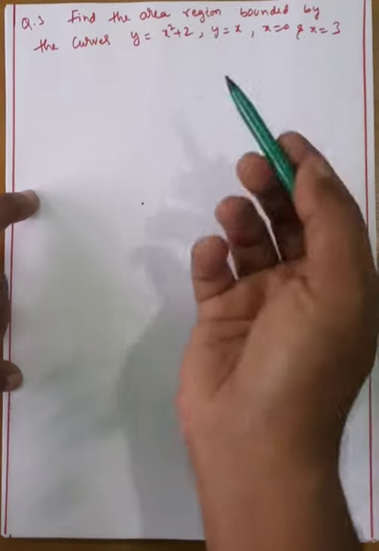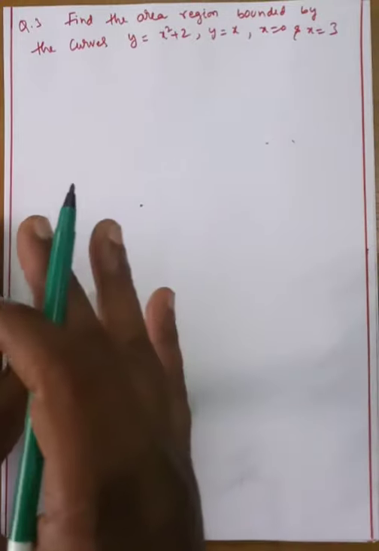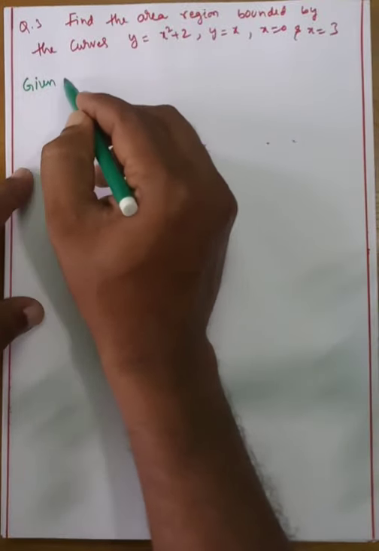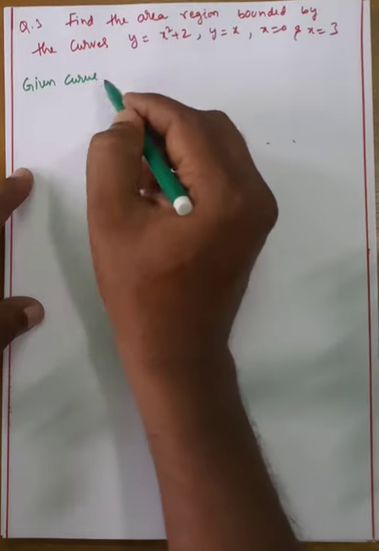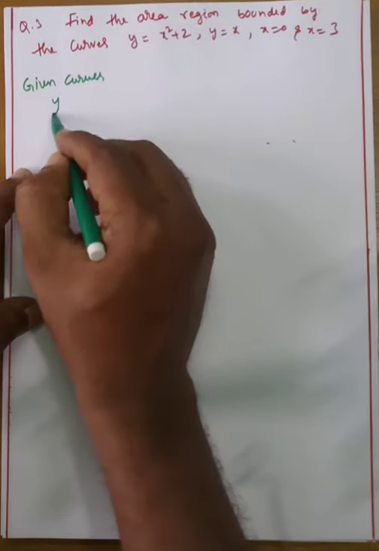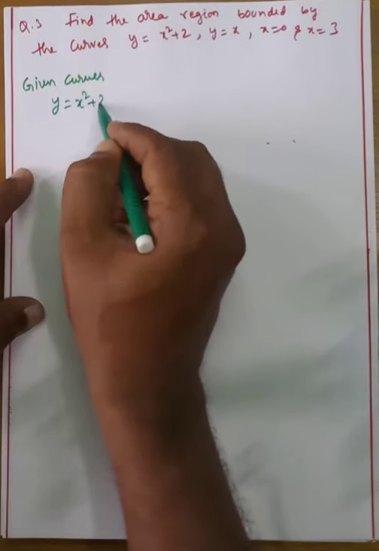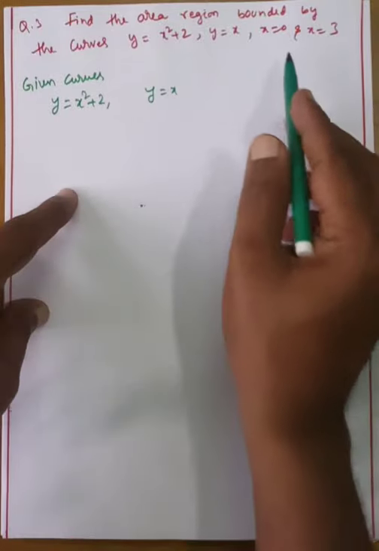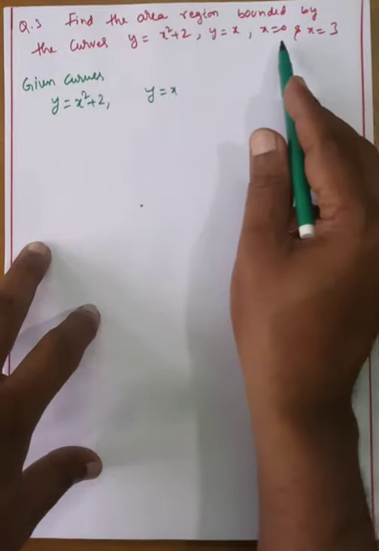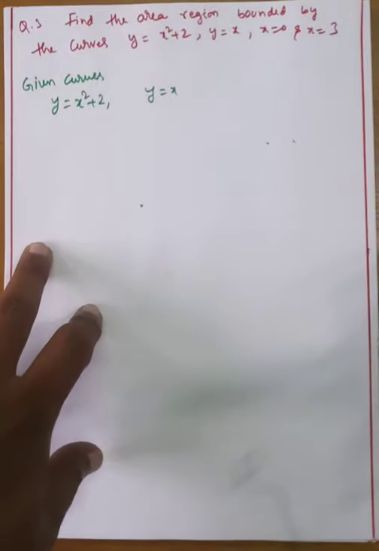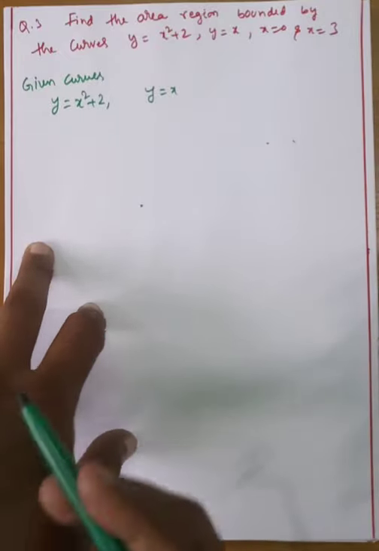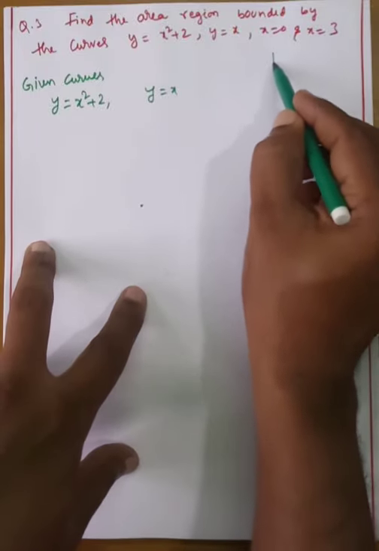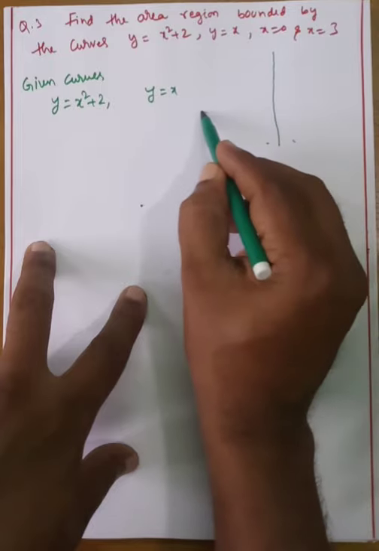What is the given curve? What is the upper curve or lower curve, or do we split the area? We don't know. Now, the given curves: y is equal to x square plus 2, y is equal to x, and x is equal to 3. x is equal to 3 means a vertical line, 3 units to the right of the y axis. Now we will take the axis. Clearly observe that these are the coordinate axes.